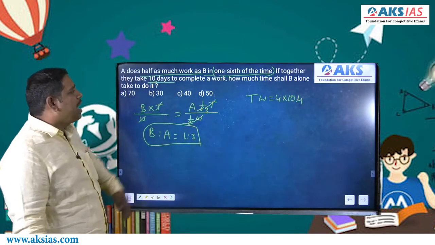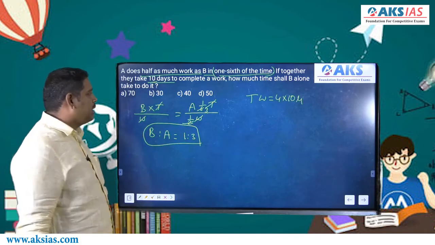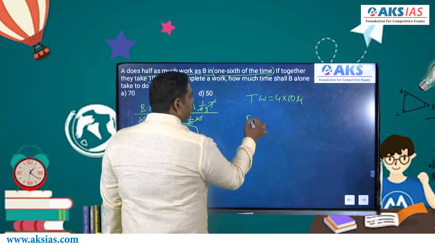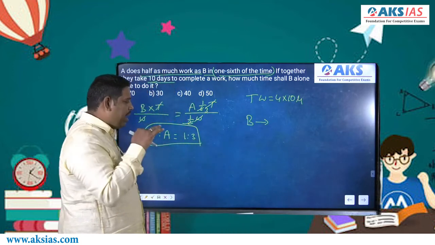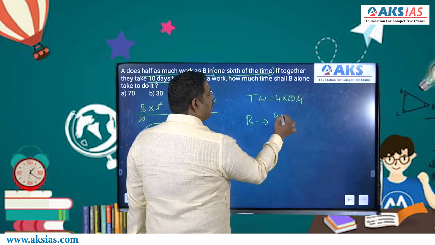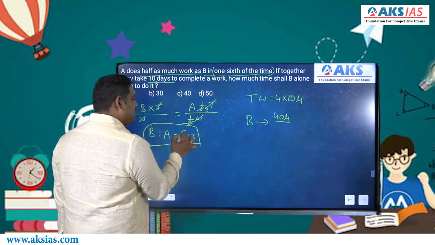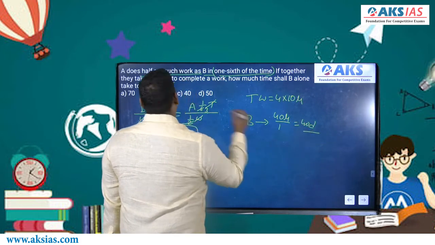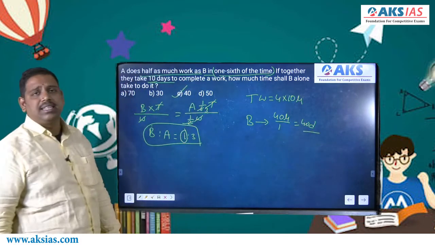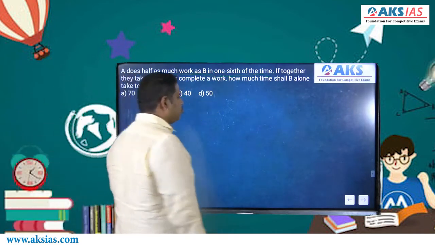Now what he is asking: how much time shall B alone take to do it? So B alone. What you have to do? The work that you have to do divided by per day work. The work you have to do is 40 units, by per day work of B. B per day is how much? 1. So the answer is how many days? 40 days. So option C is the answer. Hope you understand. Right, let's go to the next question.